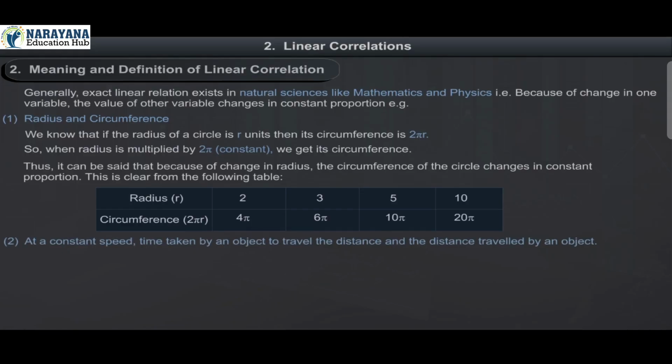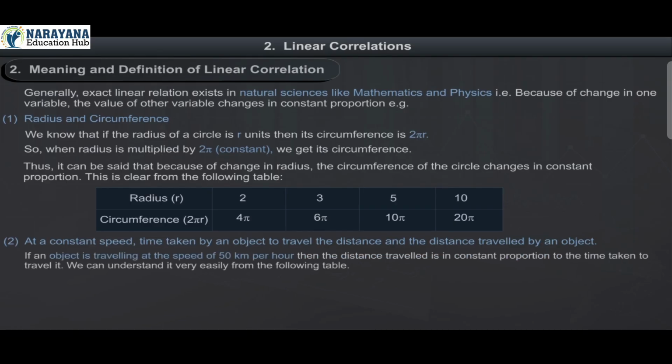2. At a constant speed, the time taken by an object to travel and the distance travelled by the object are related. If an object is travelling at the speed of 50 km per hour, then the distance travelled is in constant proportion to the time taken to travel it. We can understand it very easily from the following table.